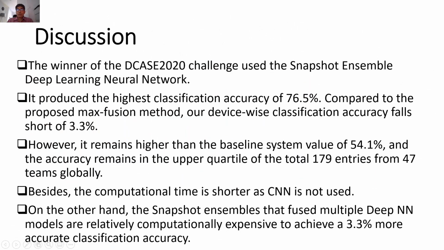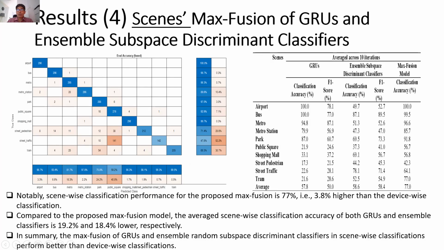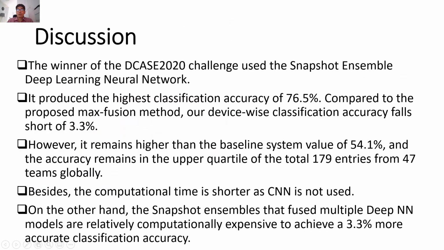The winner of the DCASE2020 challenge used a snapshot ensemble deep learning neural network. It has an accuracy of 76.5% compared to our proposed max fusion method. Our accuracy is a bit higher, 77%, and it remains higher than the baseline 54.1%. The computation time is also shorter as compared to the snapshot ensemble deep learning neural network.